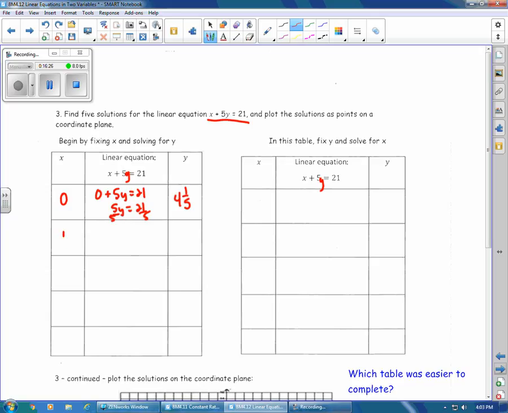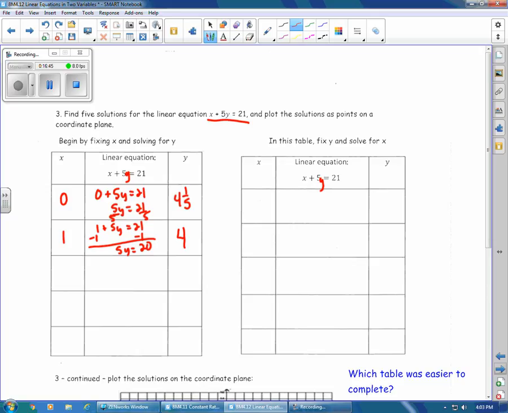So I'm going to set this equal to 1, and then I'll have 1 plus 5y equals 21. I've got to subtract 1 from both sides, and I have 5y equals 20. Oh, I can do that division in my head, so I know my y here is going to be 4. So that was very helpful.